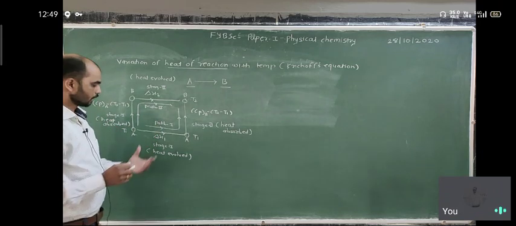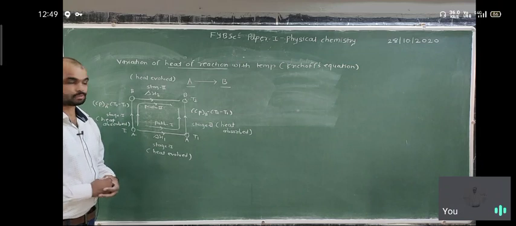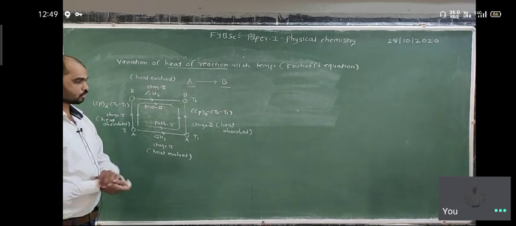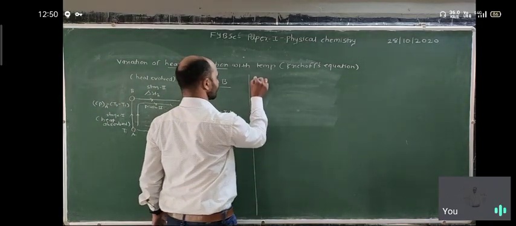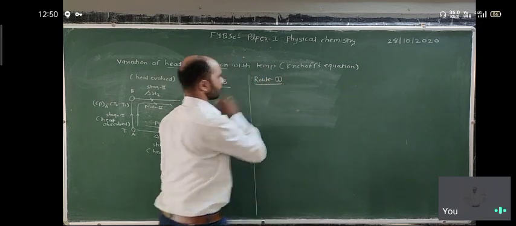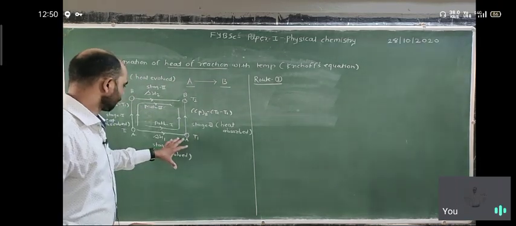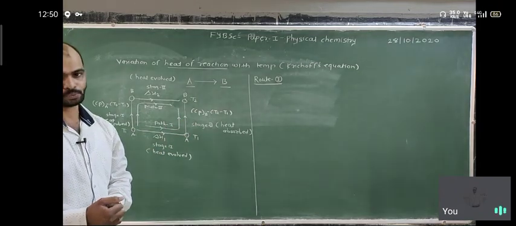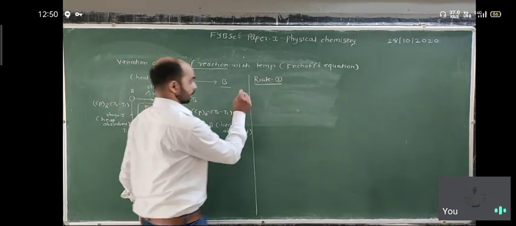But what is the difference? In route first, heat is evolved first, then heat absorbed. For route second, heat is absorbed first, then heat evolved. So we consider both the routes here. First we consider route first. If we consider route first, the reaction is performed at temperature T1 and it reaches the temperature T2.